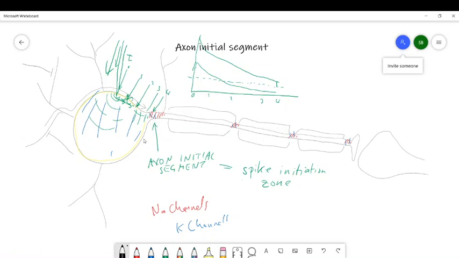It also follows that if you've got a synapse here, it's going to have a lot more influence than this synapse up here, because it doesn't have so far to spread.